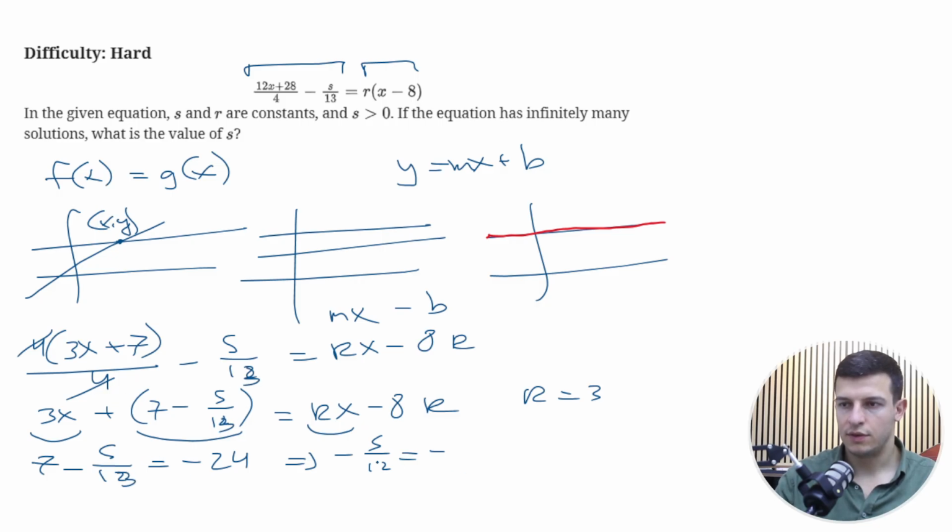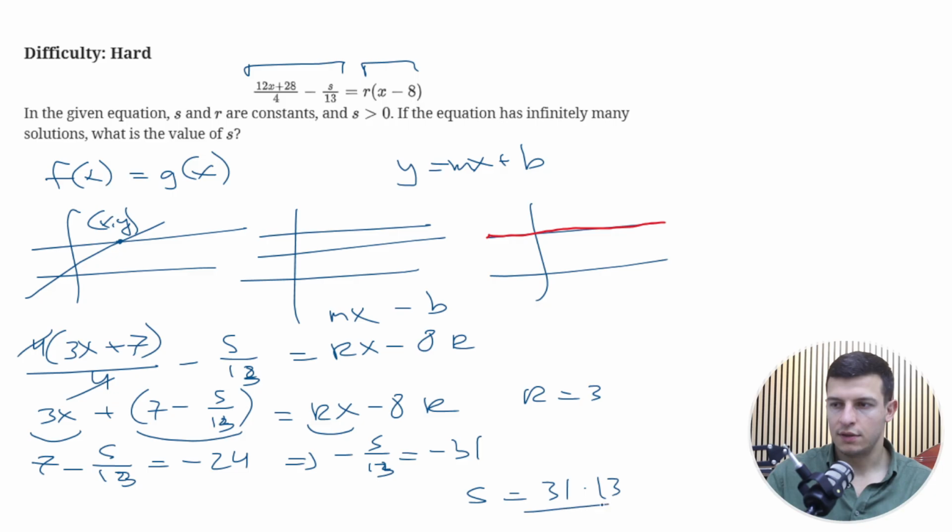This is also 13. And last one. So a negative s over 13 has to be equal to negative 31. And if I have space here, s is going to be equal to 31 times 13, whatever that is. Okay? So that will be your answer for this question.